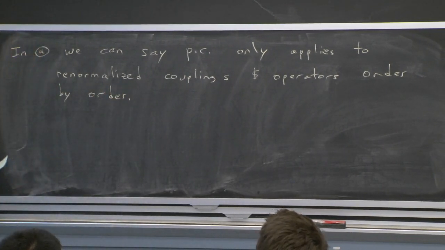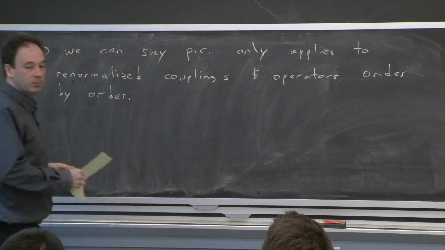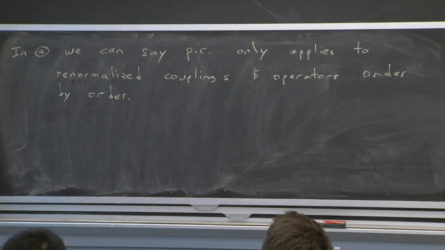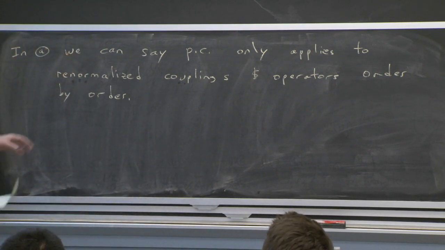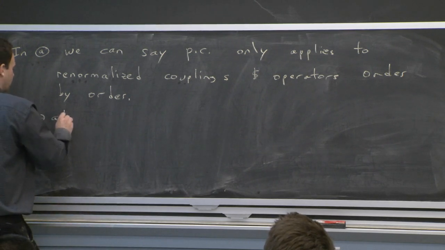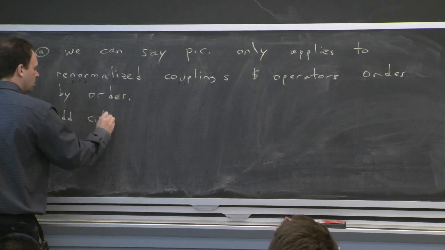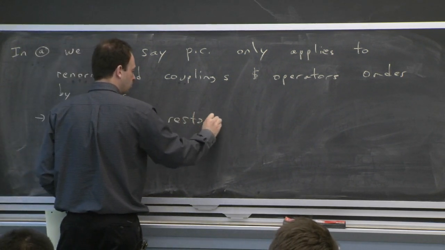OK, so in some sense, there's nothing wrong with doing A. It's just that you have to work a little harder to think about it. And when you think about the power counting, you have to do that for the renormalized quantities, not for the bare quantities. So if you like, what you're doing here is you're adding counterterms. Another way you can say this is that you're adding counterterms to restore the power counting that you want.